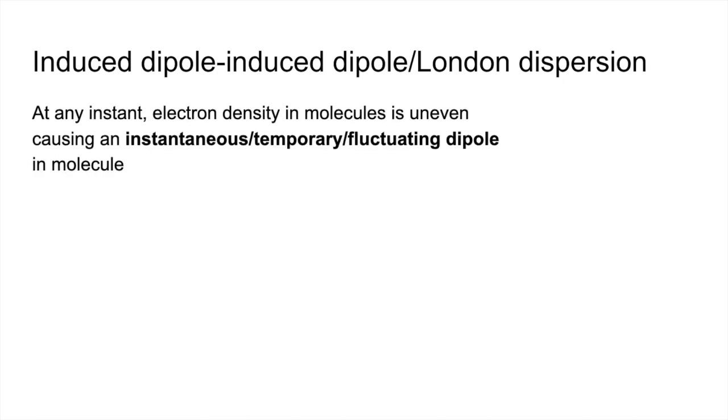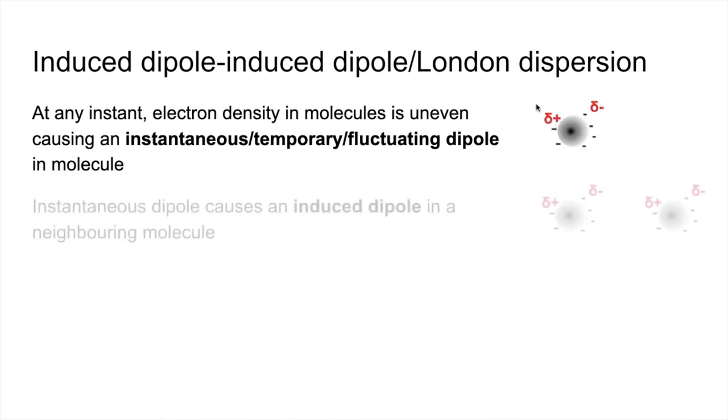So starting with induced dipole-dipole or London dispersion forces. So at any instant the electron density in a molecule is uneven, and that causes an instantaneous or temporary or fluctuating dipole in the molecule. So if you imagine this molecule here, at the instant that this has been taken, slightly more electron density on the right hand side of the molecule than the left, and that gives an instantaneous dipole, slightly negative on this end, slightly positive on that end.